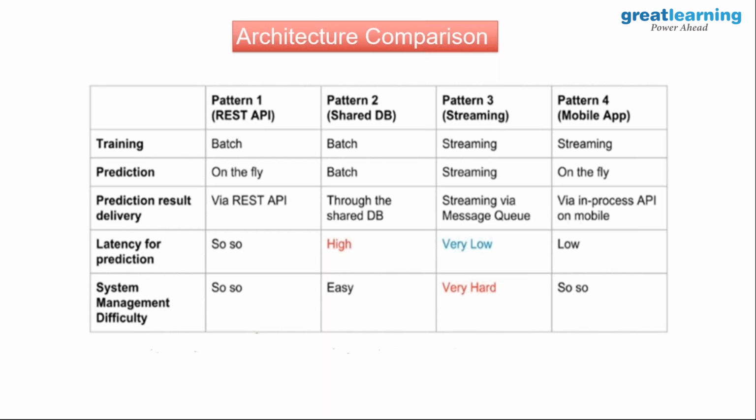What we do as a prediction is on the fly, which means the moment I enter the input, I'm able to get the output as a predicted value. And this is what we will see today. When I enter the input using the HTML user interface, we'll be able to see the predicted output. The prediction results delivery again happens through a REST API. Latency for prediction, which means how much delay there is from the time I take the user input to the time I get the output back, is so-so. System management difficulty is also so-so. When we move on to different patterns, then I'll probably explain why we say the system management difficulty is so-so.